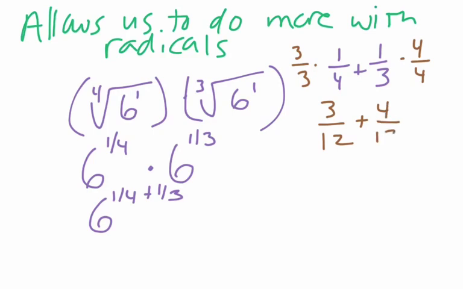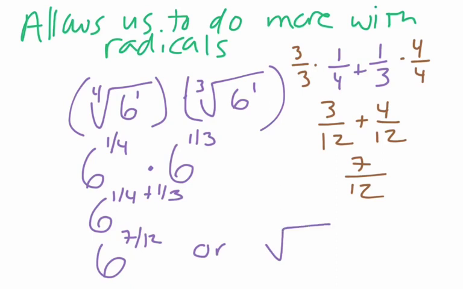And if you look at these two fractions, 3/12 is the same as 1/4, and 4/12 is the same as 1/3, except now we have the common denominator, which is 12, and we get 7/12. And so this ends up being 6 to the 7/12. You might change that back over. I honestly don't really care if you do, like the 12th root of 6 to the 7th.